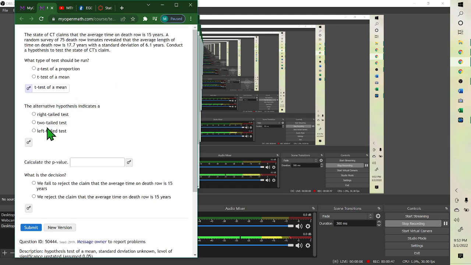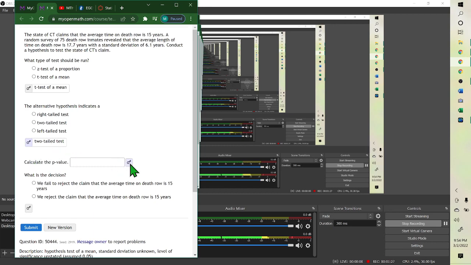To decide if it's right tail, two tail, or left, it says a random survey of 75 inmates revealed that the average length of time on death row was the given value. Conduct a hypothesis test to test the claim. So since we're testing the claim, we're testing two-tail, because it didn't say to test greater or less, it just said test the claim. So if you're testing it, you're testing that it's not equal to. So that's your alternative hypothesis. And not equal to is two-tailed.